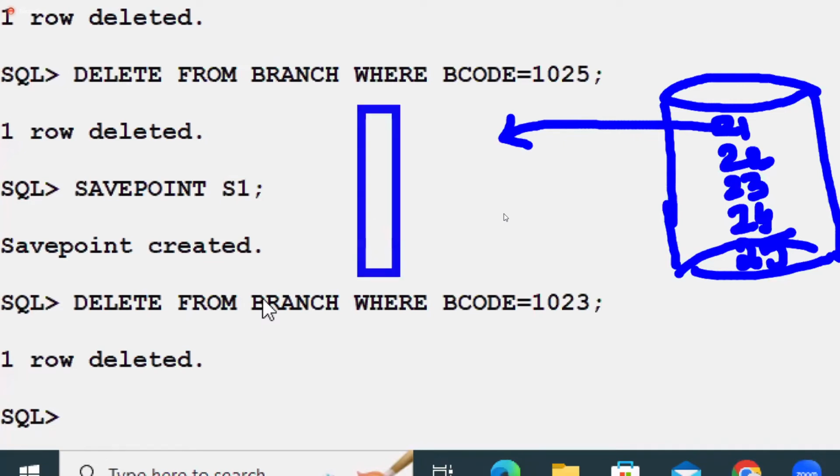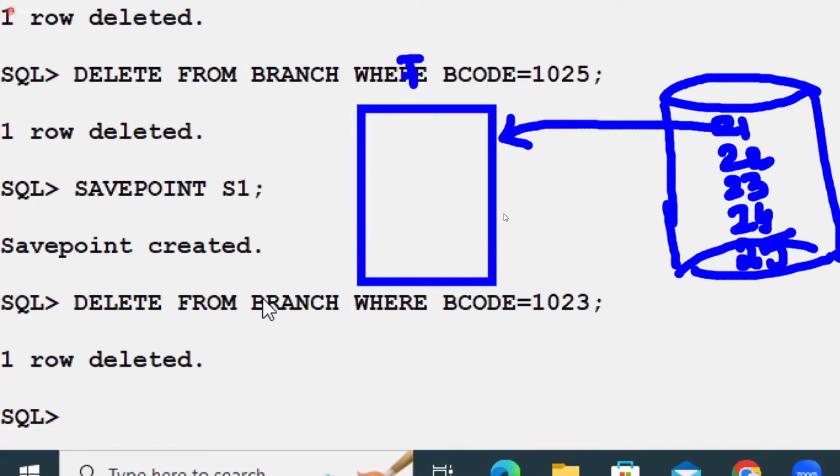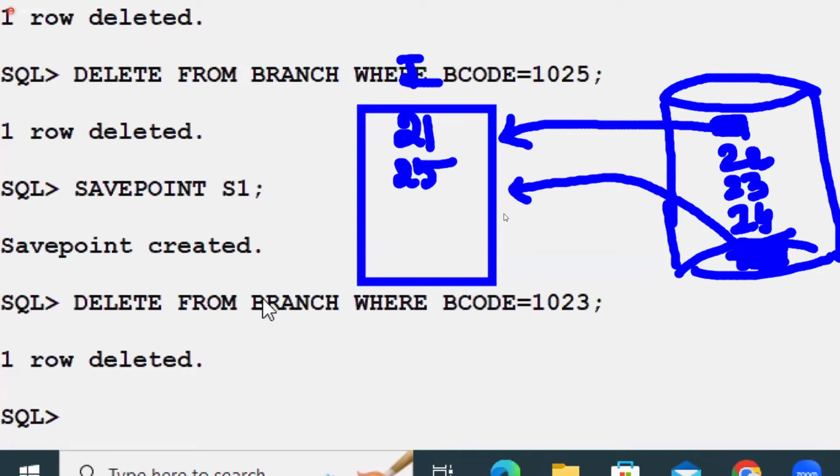Deleted data will be held under instance memory. So 21 is kept here, and your 21 is not there. Next I deleted 25. The 25 is also directly saved under instance memory, so 25 is also not there.